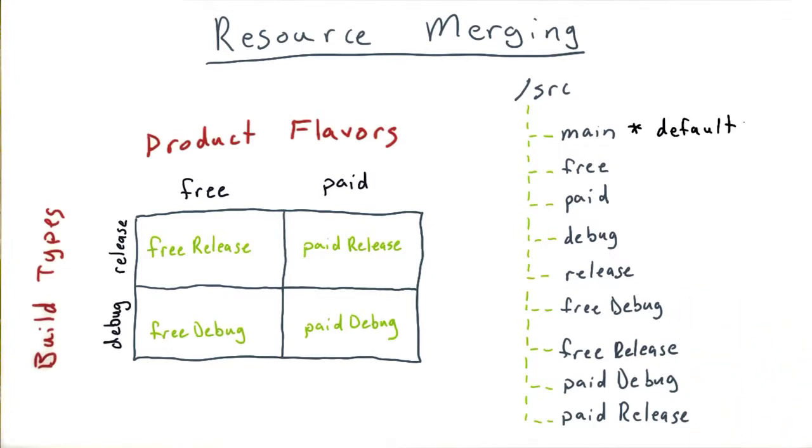If we have sources and resources that we need in a paid flavor but not in the free flavor, we can put them in source paid. Similarly, if there are resources we need for the debug build, but not for the release build, we can put them in source debug. Finally, if we have resources that are needed only for the paid debug variant, then we can put them in source paid debug.